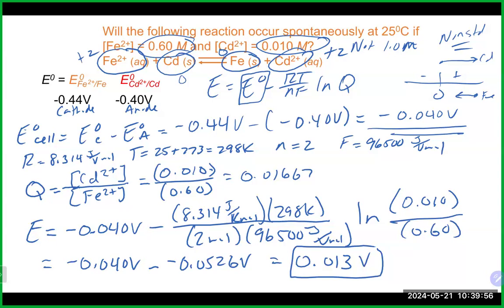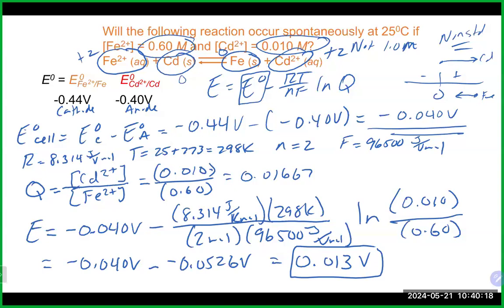Any question on the calculation? Is this reaction spontaneous? Now, it is. We got positive voltage. Not a heck of a lot, but we got a little bit of voltage happening there. So it definitely is going to be spontaneous in this case. Any questions on that calculation?